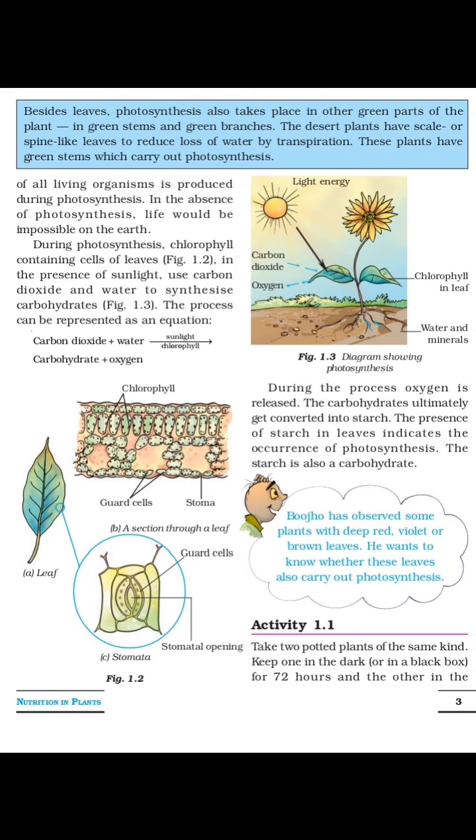These plants have green stems which carry out photosynthesis besides leaves. Besides leaves, photosynthesis also takes place in the green parts of the plant, in green stems and green branches. We are aware of desert plants; in desert plants there will be cactus. The desert plants have scale or spine-like leaves to reduce the loss of water by transpiration. In chapter number 11 we will learn the meaning of the transpiration process. These plants have green stems which carry out photosynthesis.